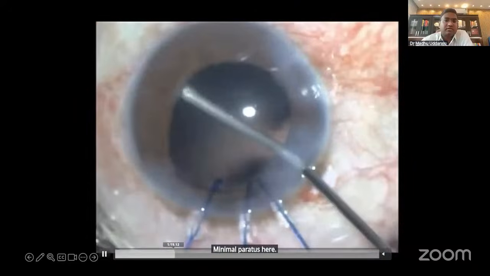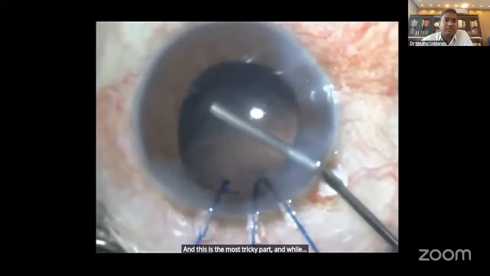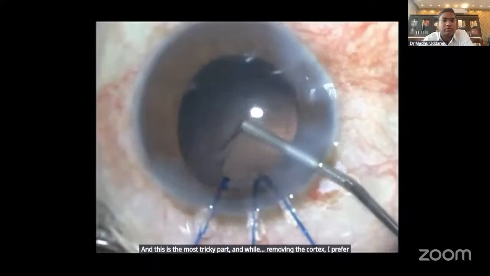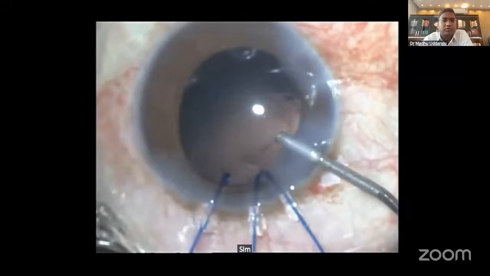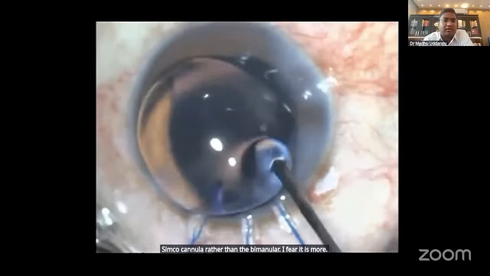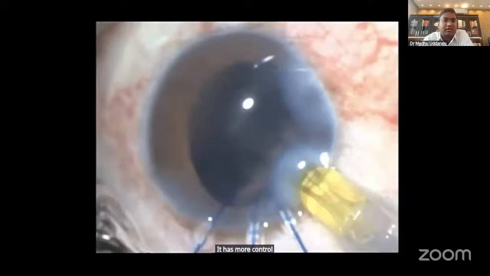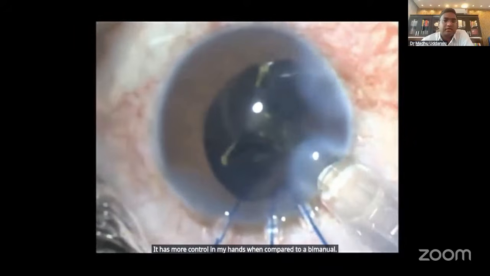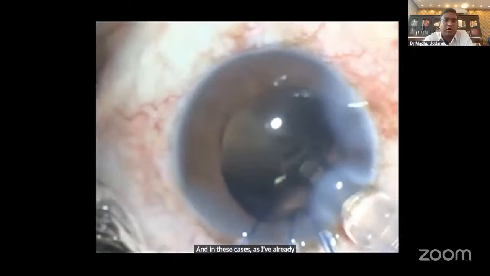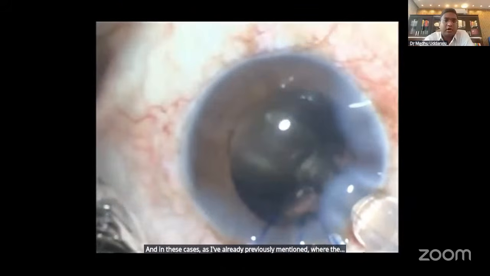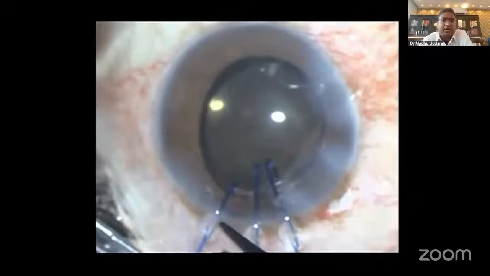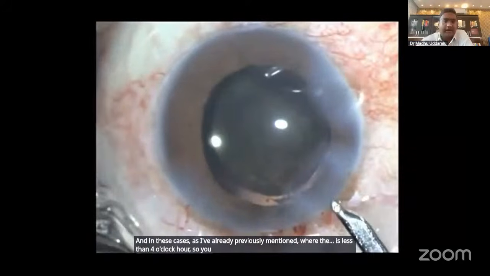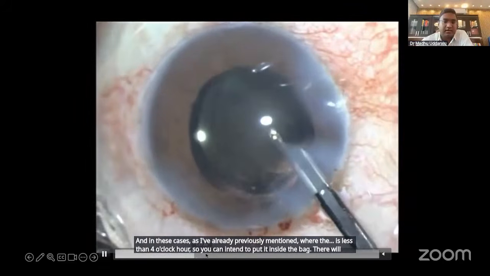And this is the most tricky part. While removing the cortex, I prefer to use the Simcoe cannula rather than the bimanual. I feel it has more control in my hands when compared to a bimanual. And in these cases, as I've already previously mentioned, where the dialysis is less than 4 clock hours, you can intend to put it inside the bag. The IOL can go inside the bag.